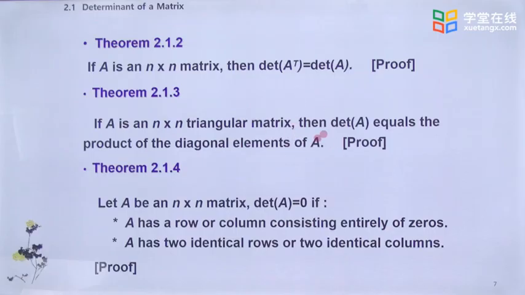Okay, now we consider theorem 2.1.4. Let A be an n by n matrix. The determinant of A equals 0 if A has a row or column consisting entirely of zeros. This theorem can also be shown by mathematical induction. And the next statement says that if A has 2 identical rows or 2 identical columns, this also indicates that the determinant of A equals 0. So both of these statements you can prove using mathematical induction.